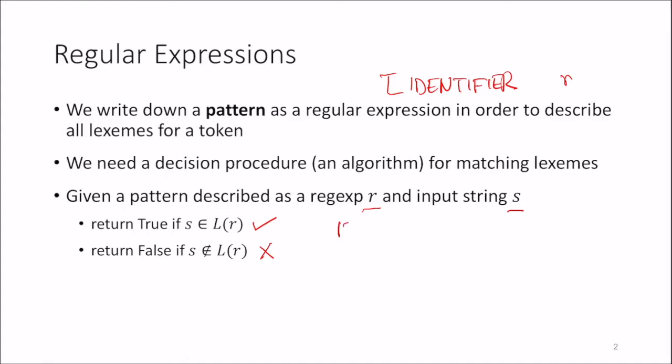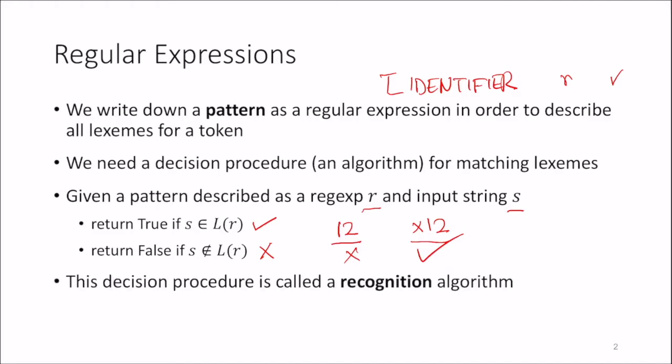So if I see an input 12, and I have a regular expression that matches identifiers like here, then I know that if I match this regular expression for this number, it shouldn't match. But if I have something like x12, then it should match. So that's the problem we're trying to solve: we've defined it as a regular expression, but now we want to get an algorithm to do the matching for us. This decision procedure is called a recognition algorithm.